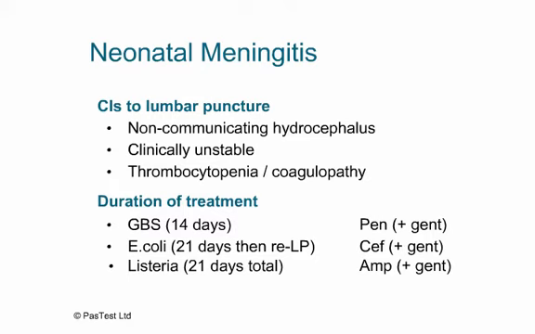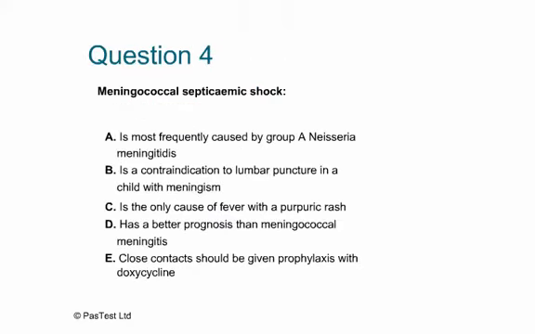Question 4. Meningococcal septicemic shock: A, is most frequently caused by Group A Neisseria meningitidis. B, is a contraindication to lumbar puncture in a child with meningism. C, is the only cause of fever with a purpuric rash. D, has a better prognosis than meningococcal meningitis. E, close contacts should be given prophylaxis with doxycycline. And the answer is that only B is true.